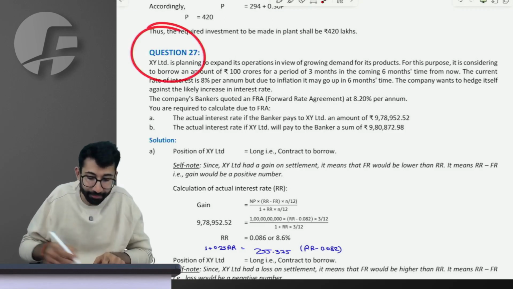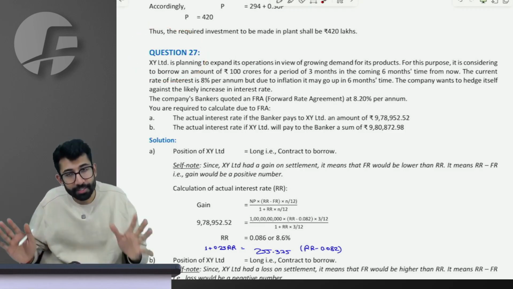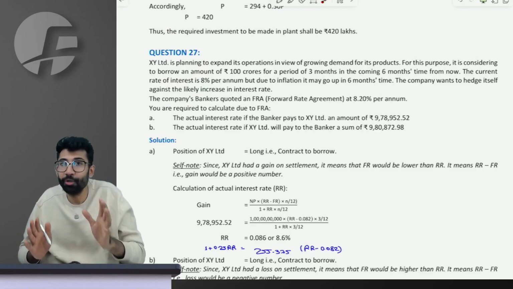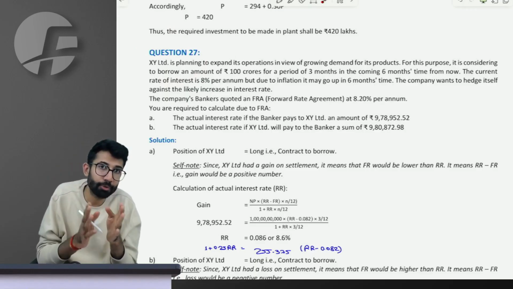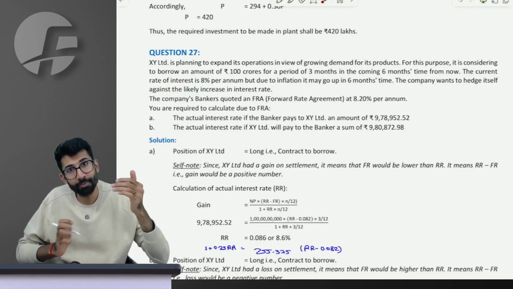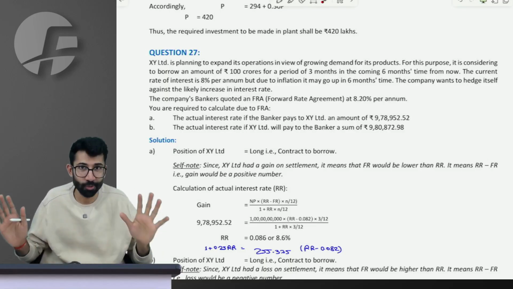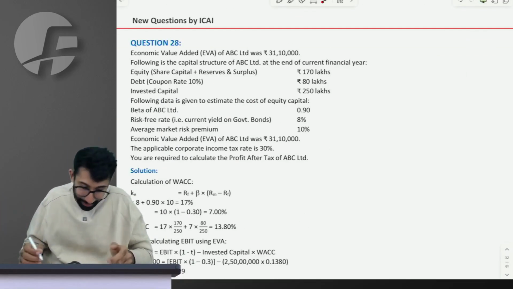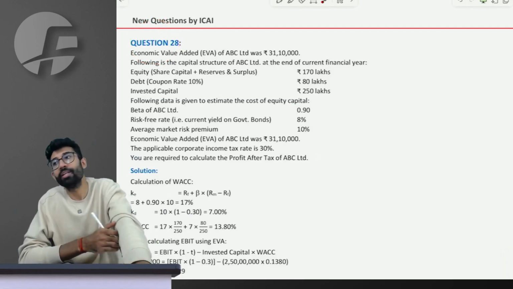Question number 27, people in the class, gets discussed. The main point was not to explain the math. The main logic is to explain the concept hidden in the question. Question 28, really a great question. We can do it in the class right now.